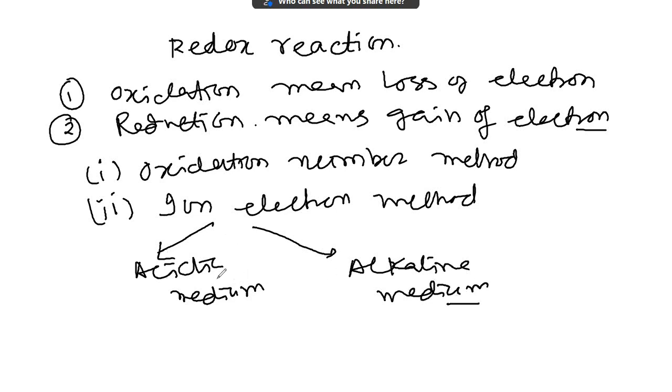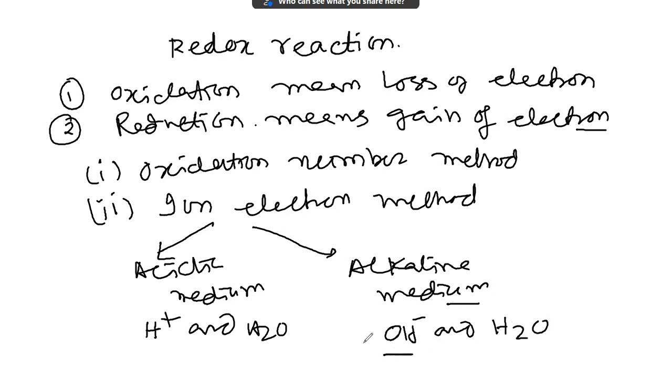In acidic medium, balancing is done by adding H plus and water. In alkaline medium, it is done by adding OH minus and water. Let us see how we add H plus and water or OH minus and water for acidic and alkaline medium for balancing an equation. Let us discuss one by one. Let us take the first case.